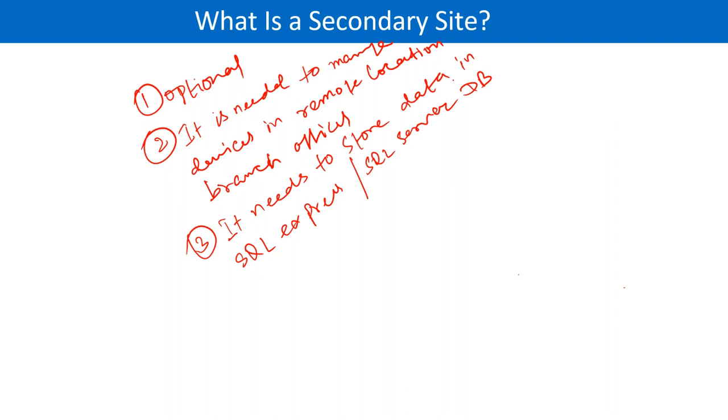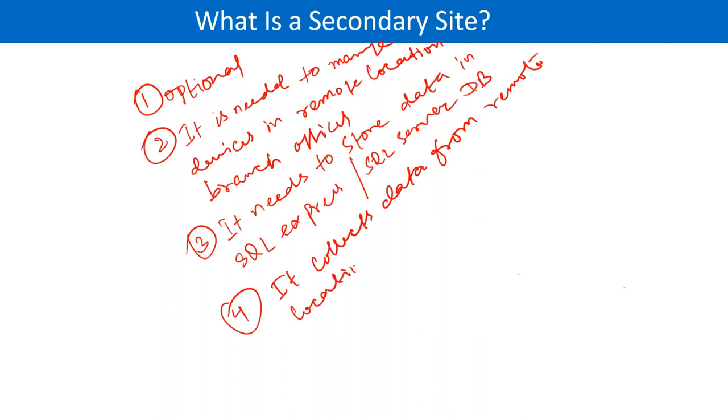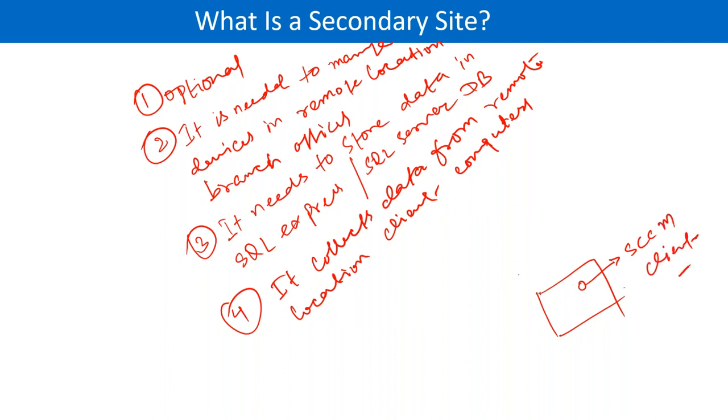So it needs to store data in this thing. Point number four, it replicates. Okay. It basically collects data from somewhere, right? It collects data from remote location client computers. Why do I say client computers but not computers? There is a difference between just a computer and a client computer. If you have a computer and the client is not installed, we need to install the client, like a small software, and that will be the SCCM client, a small agent. Okay, agent. So yes, a small agent we have to install, like the SCCM client. Understood. Then we call it client computers.